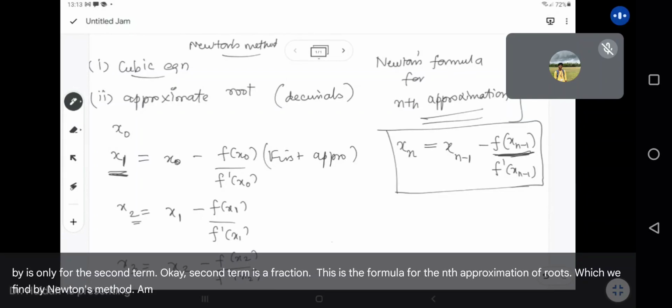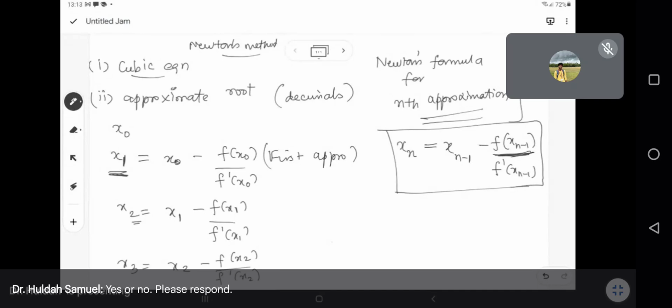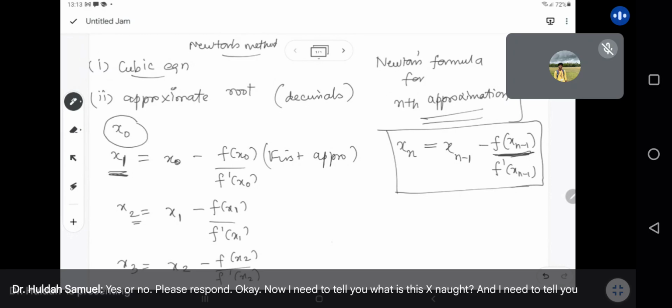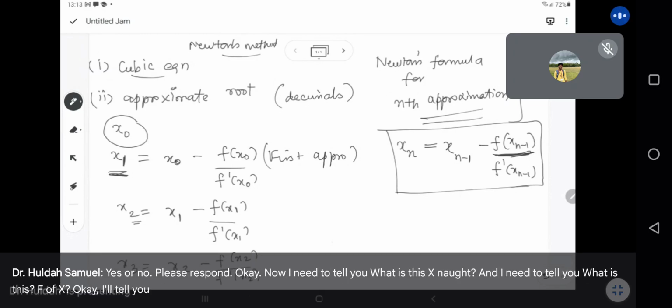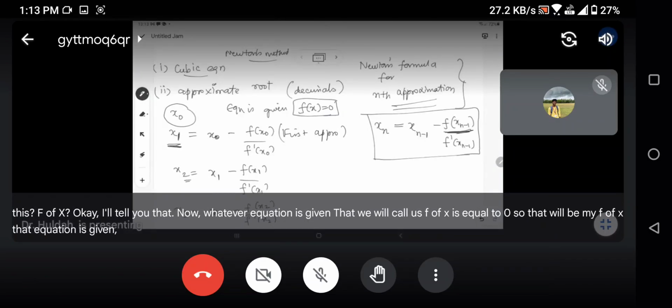Am I clear up to here? Yes or no? Please respond. Yes, ma'am. Okay, now I need to tell you what is this x naught and what is this f of x. Now, whatever equation is given, we will call that f of x equal to 0. So that will be my f of x. That equation is given, isn't it? That is my f of x.